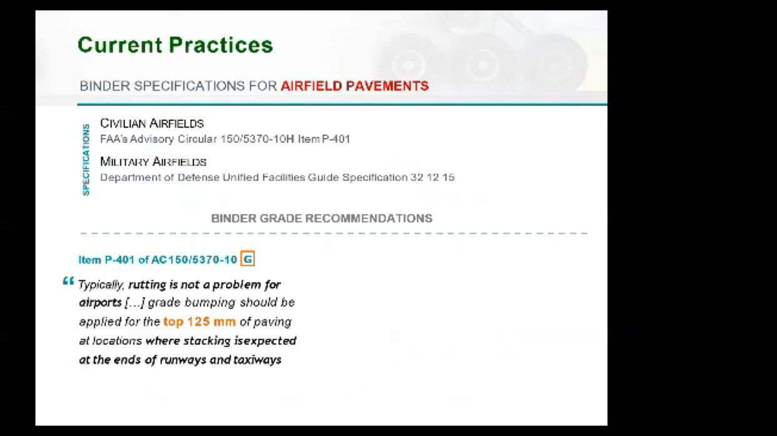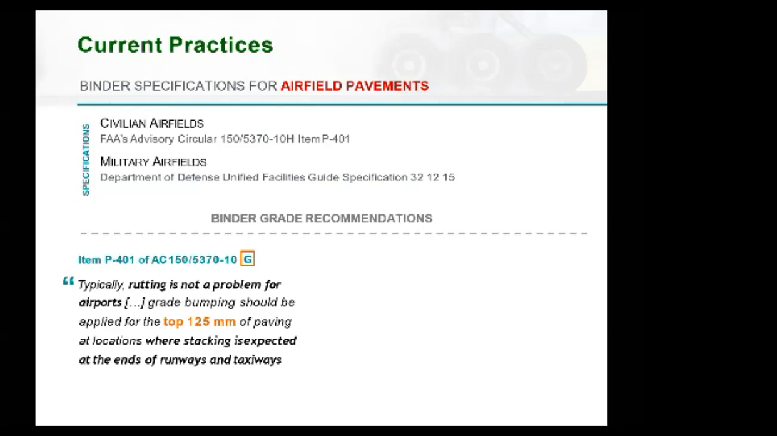Now, we come to the binder specs for airfield pavements. So in the specs of civilian airfields, you go to FAA's advisories, you go to the military airfield guides. As you can see in that quote at the bottom of your screen, in AC 150 edition G, it reads, typically, rutting is not a problem for airports. Grade bumping should be applied for the top 125 millimeters of paving at locations where stacking is expected at ends of runways and taxiways.